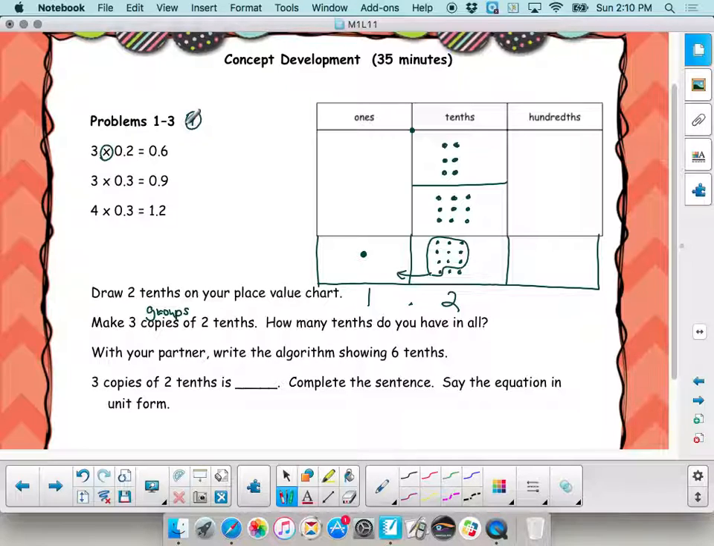So let's do this last one using the standard algorithm. Okay, 3/10 times 4. 3 times 4 is 12. Remember, I have 1 digit to the right of the decimal, so my answer is 1 and 2/10. 3 copies of 2/10 is 1 and 2/10.